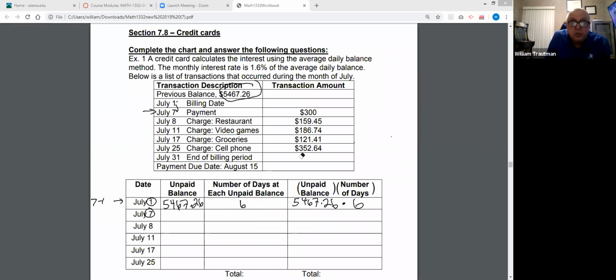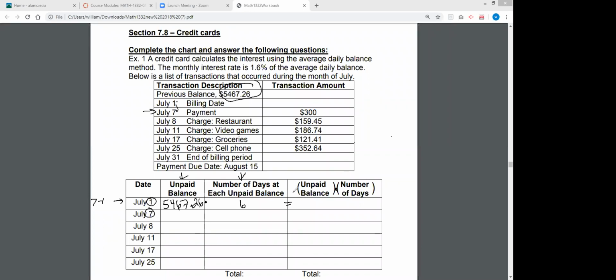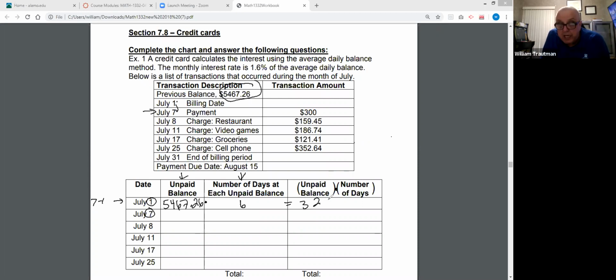So what I'm going to do is erase this part. Here's the unpaid balance. Here's the number of days. And what it says is multiply these two together. So I'm going to multiply those two together, and when I put it in my calculator, I get 32,803.56. I already did this ahead of time. Did you do it ahead of time also?